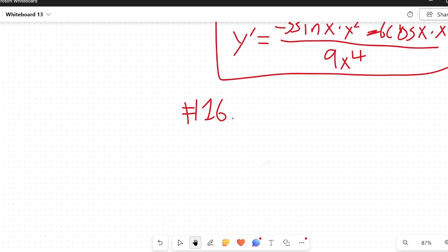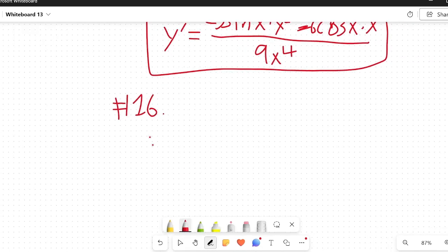Practice problem number 16, right? So let's say that y is equal to (3x plus 1) to the 7th, right?